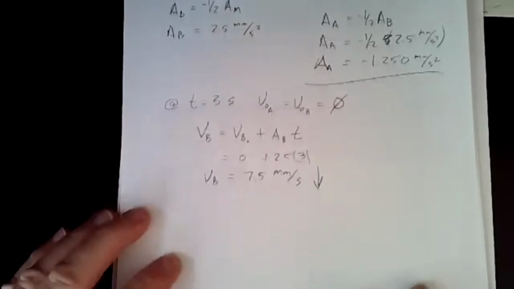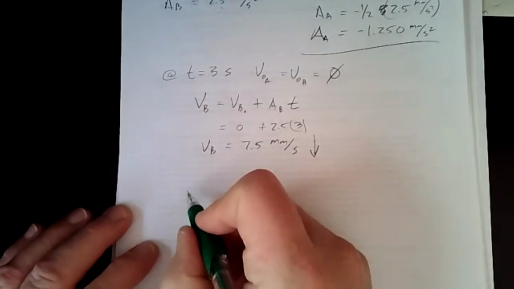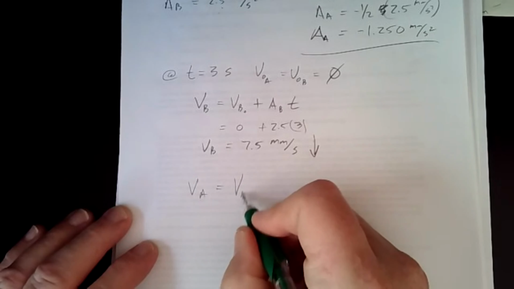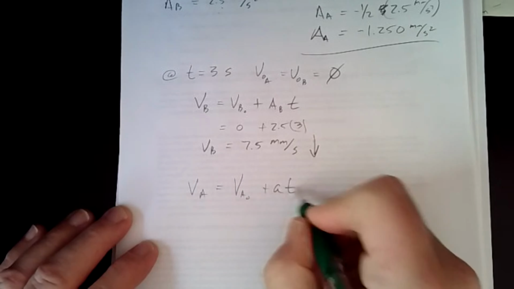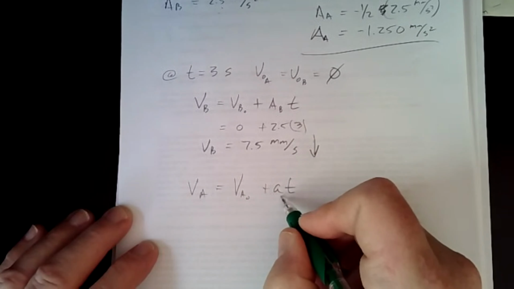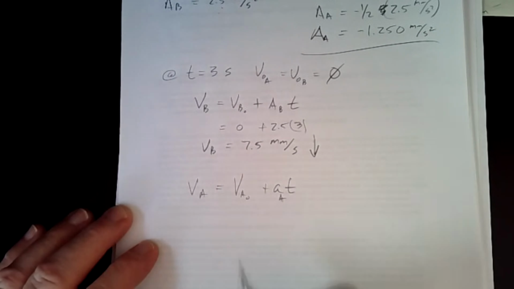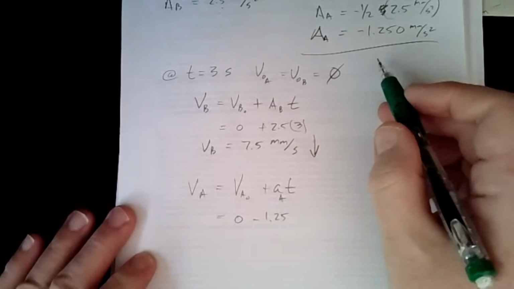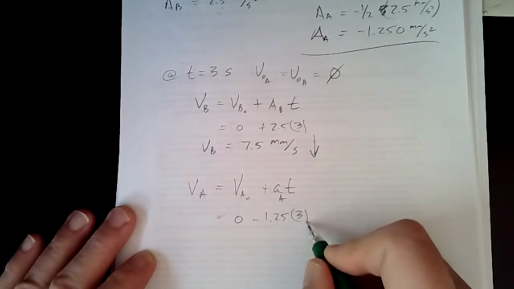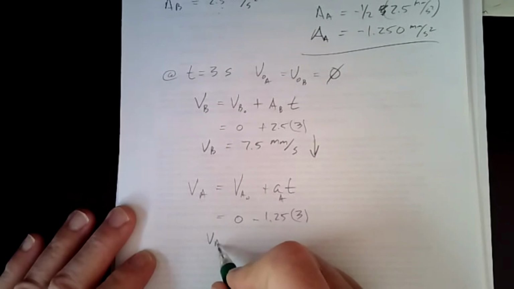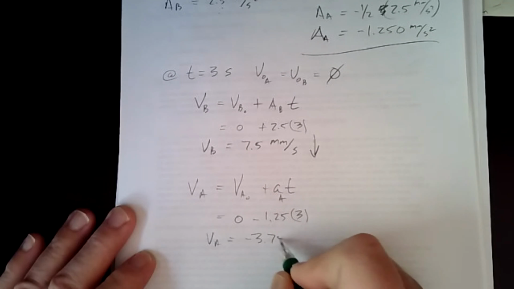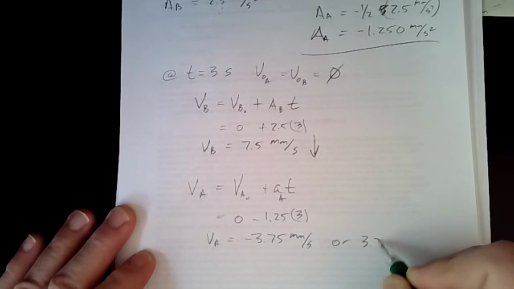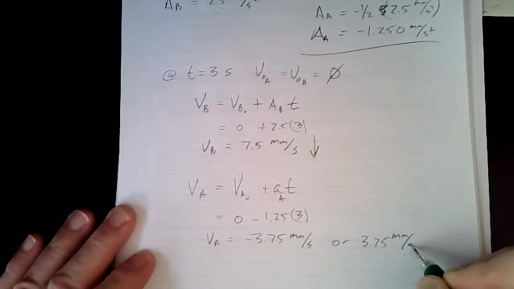And the same thing, we know that VA is equal to VA naught plus AT, with the acceleration of A. In that case, we have 0 minus 1.25, because acceleration of A is negative, times 3. And so our velocity of A is going to be -3.75 millimeters per second, or 3.75 millimeters per second going up.